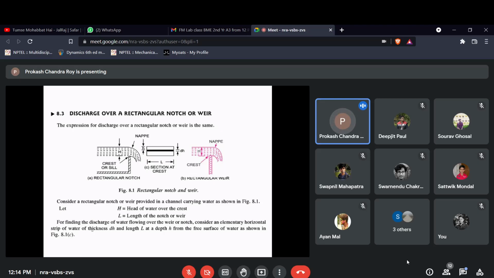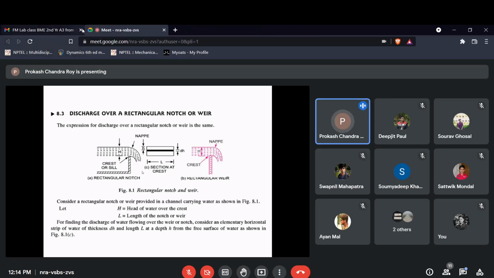So look at the figure. This is a rectangular notch. The shape is basically a rectangle. This is the sheet of water that will pass over the weir or notch. Here there is a thickness, so it will pass through, and it will come down below based on the height. But our intention is to measure the discharge.